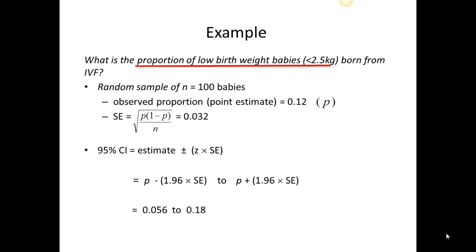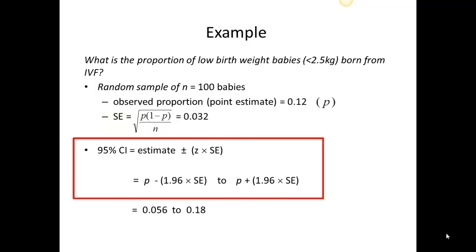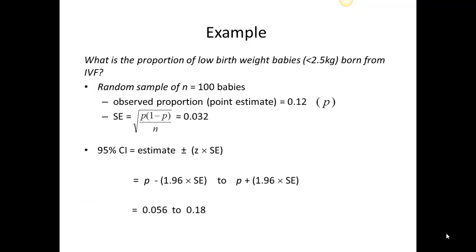the proportion of low birth weight babies, those born less than 2.5 kilograms. So using the same random sample of 100 babies from mothers that conceived from IVF, we get a proportion of low birth weight babies of 0.12 or 12%. We can use our equation for the standard error, as our sample size is large enough for the normal approximation. And when we plug values into this equation here, we get a 95% confidence interval of 0.056 to 0.18.